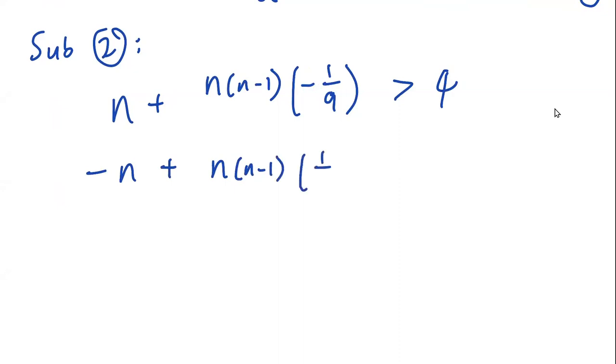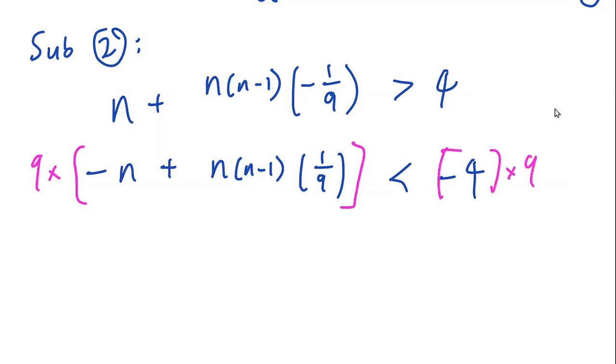But I still have a positive 1 over 9. Why do I multiply by negative? Because after I multiply by negative, I can flip the direction of the inequality, get minus 4. I wanted to do that because I don't want to have a negative n squared here. So let's just multiply throughout by 9, times 9 on the left and times 9 on the right.